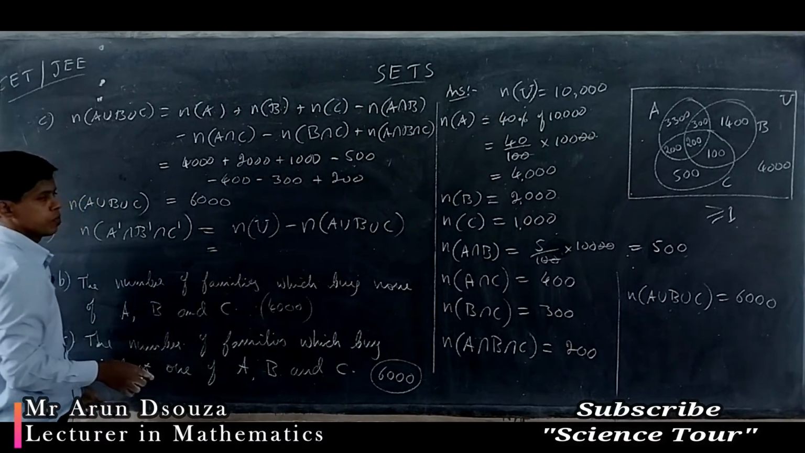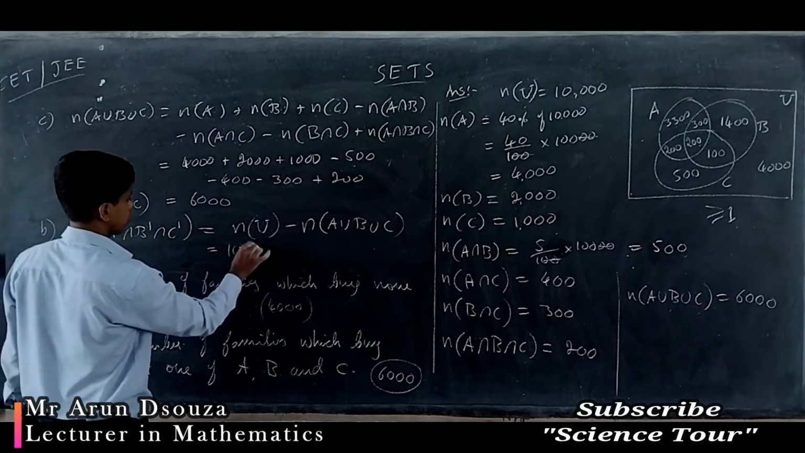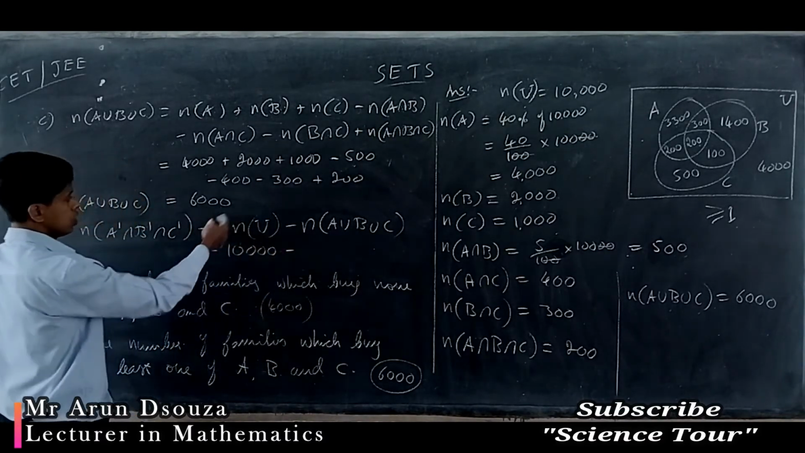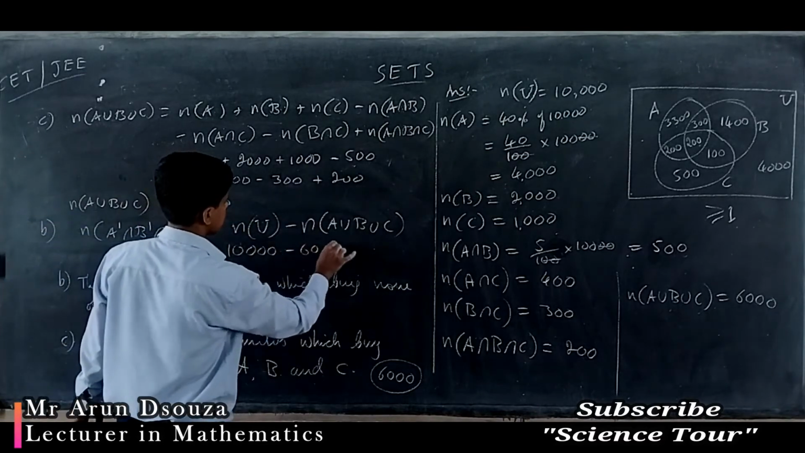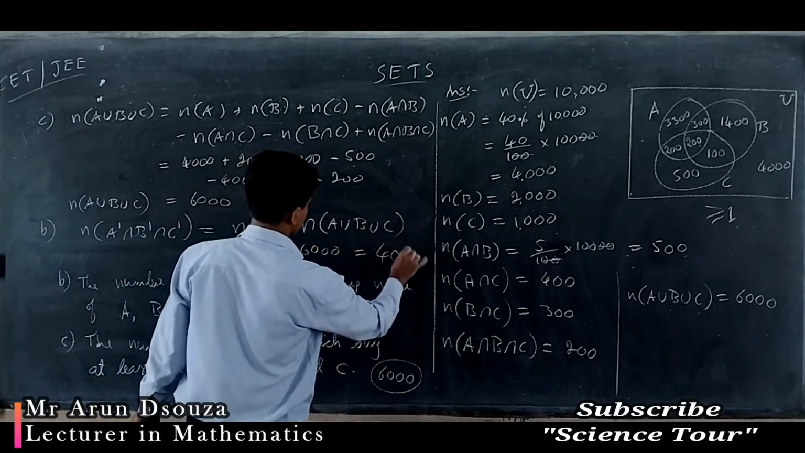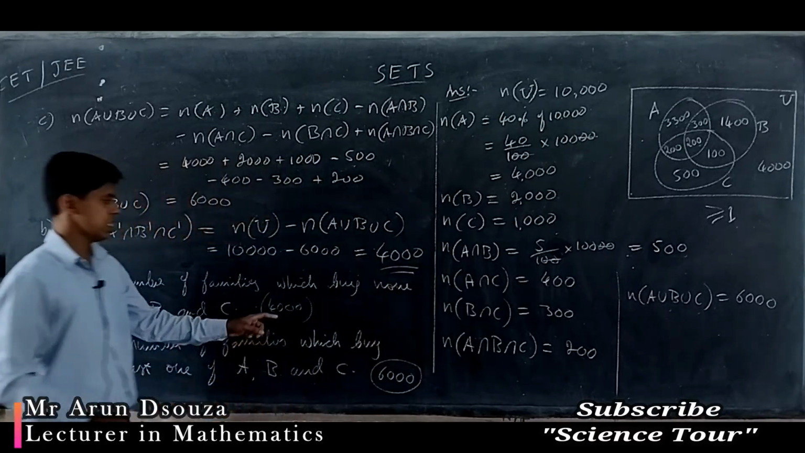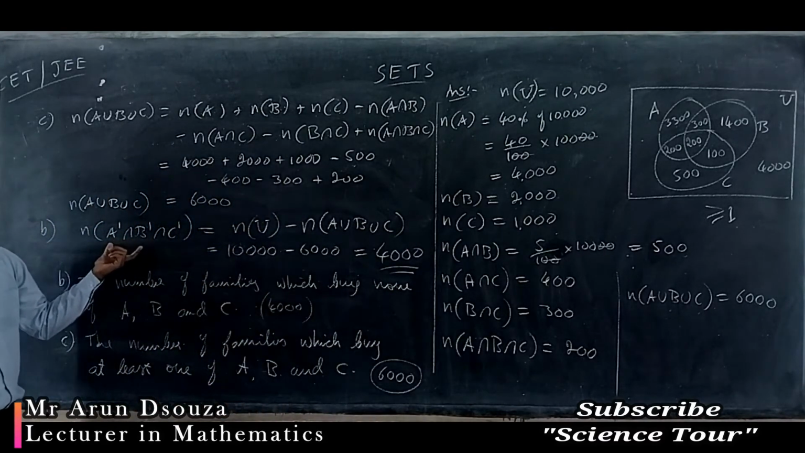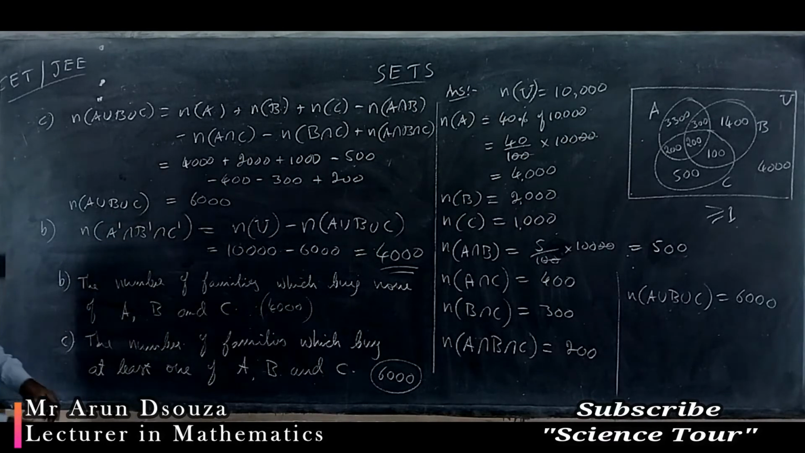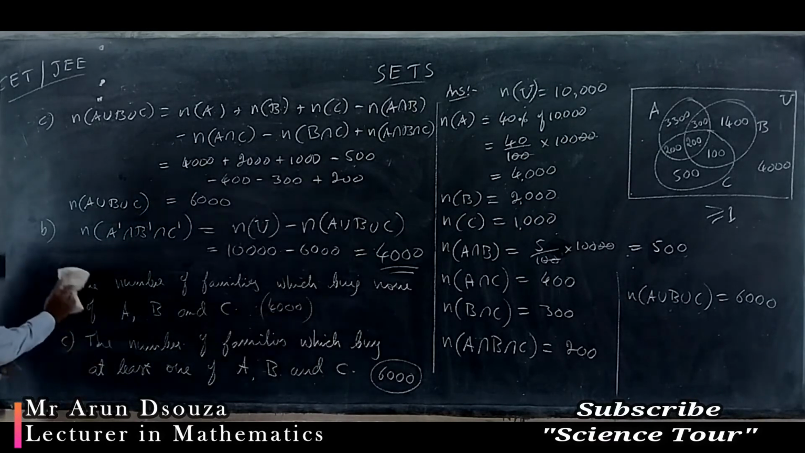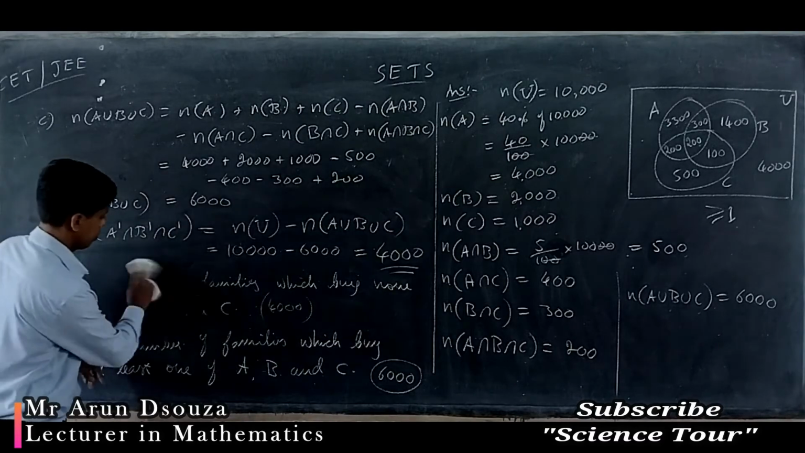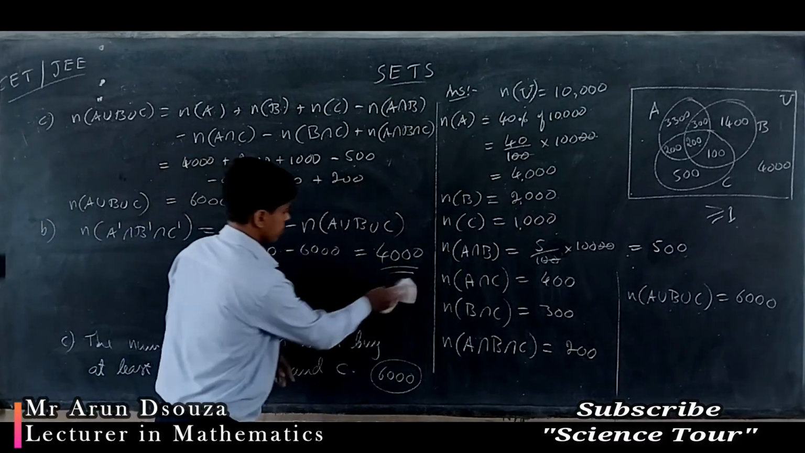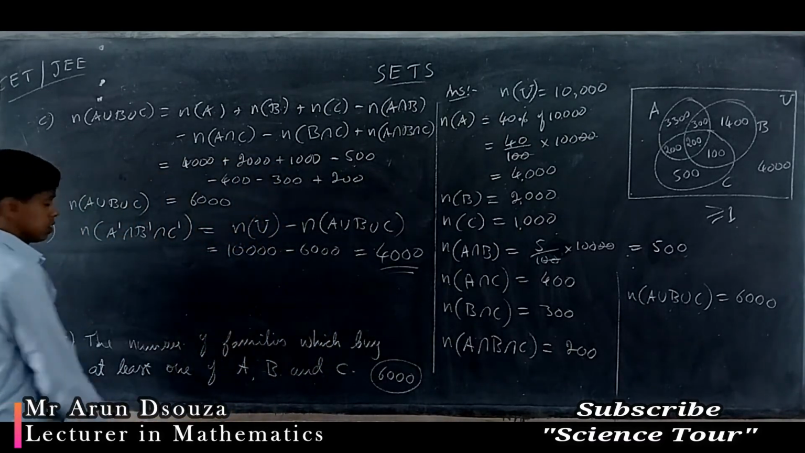Now, what is n of U? 10,000, and union we have found already 6,000. What is it? 4,000. Okay, so that is 4,000. So this is the formula to find none of ABC. None, not one, none of ABC. Well, so that is the second question.